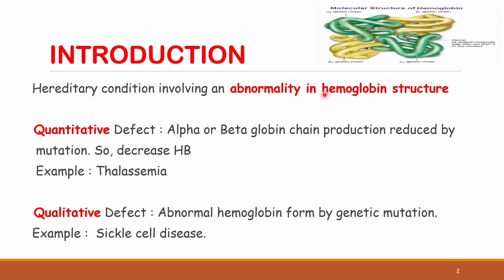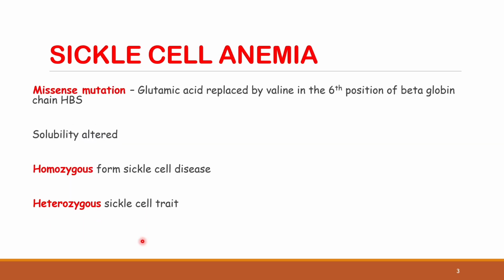Now there are two types of problems that can occur in hemoglobin structure. Either you have a decreased production of alpha or beta globin chain, which is known as a quantitative defect. The example is thalassemia. Or you can have a qualitative defect in which abnormal hemoglobin is produced because of a genetic mutation. The mutation means a change in DNA structure. So if abnormal hemoglobin is produced, if a qualitative defect is there, then the example is sickle cell disease. We know that our hemoglobin is made up of heme plus globin, and in globin we have two alpha and two beta chains. So if the defect is in this globin chain, then sickle cell disease can occur.